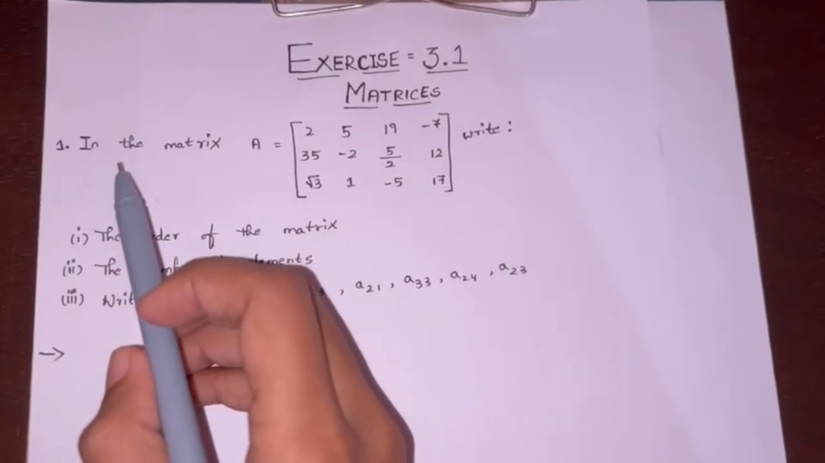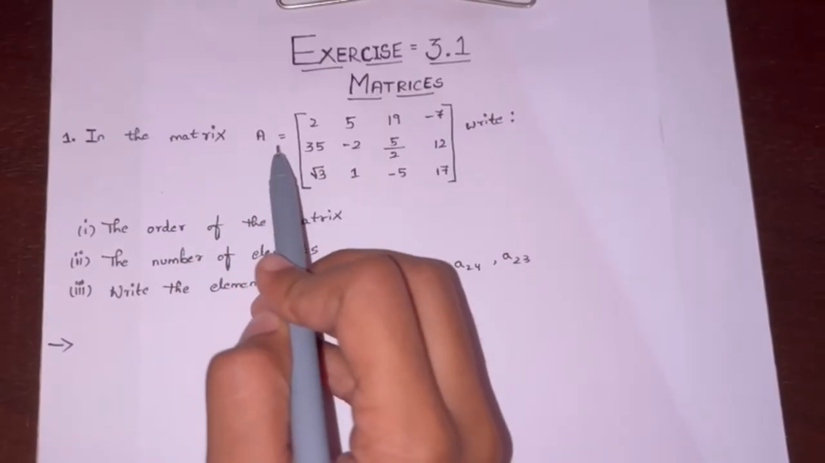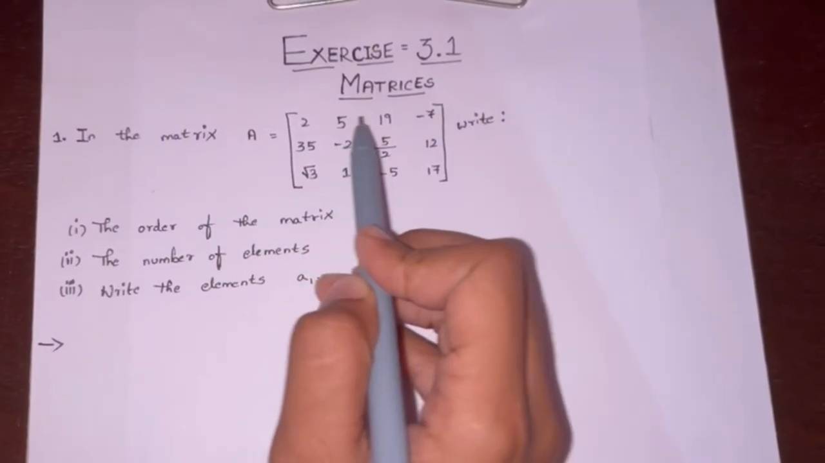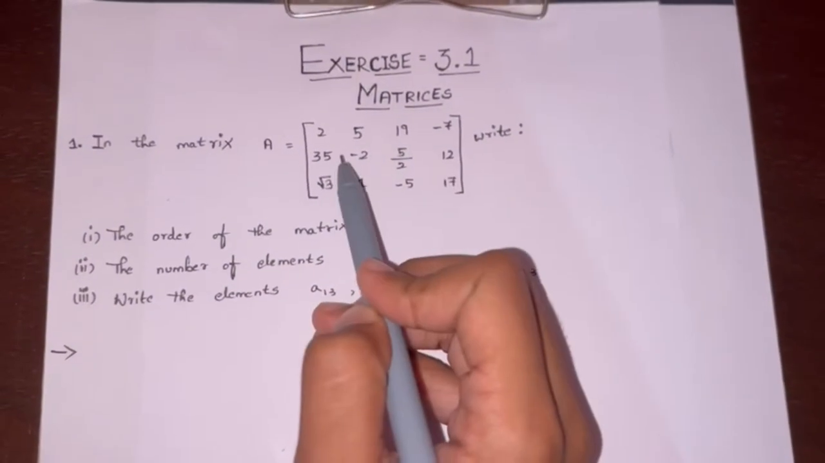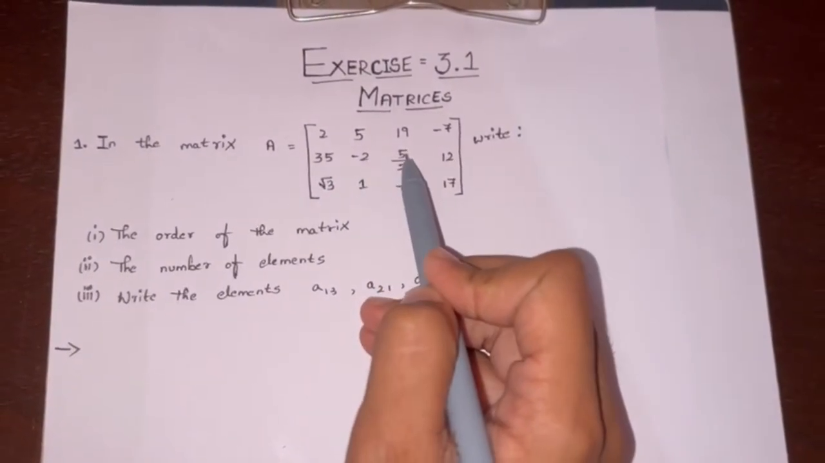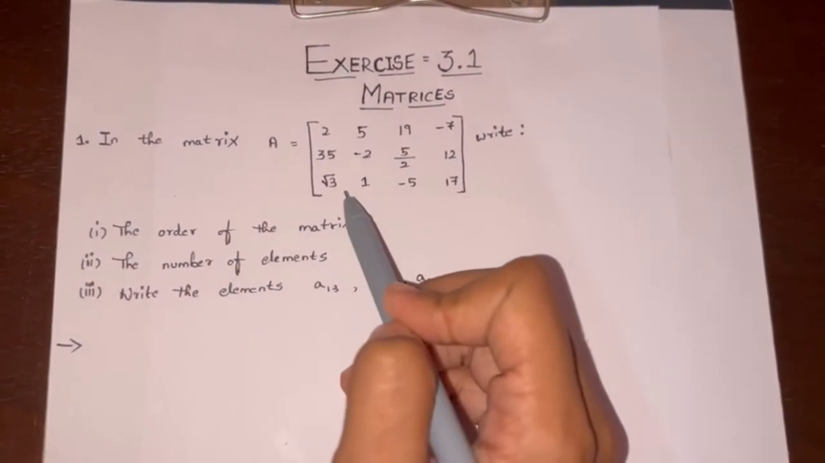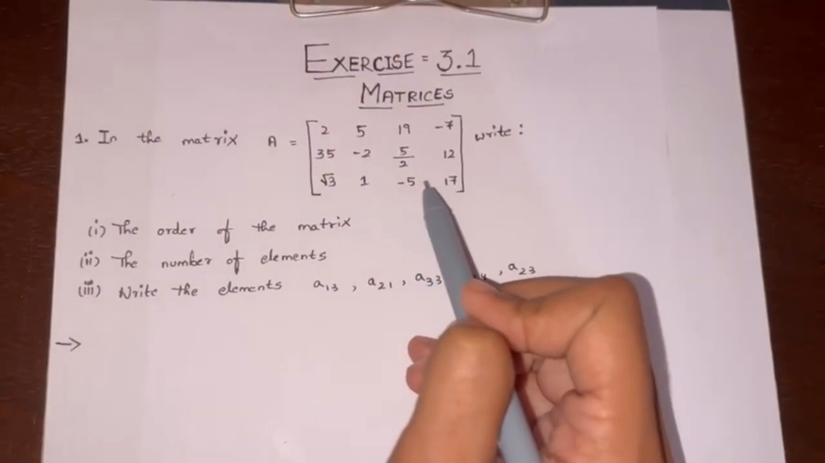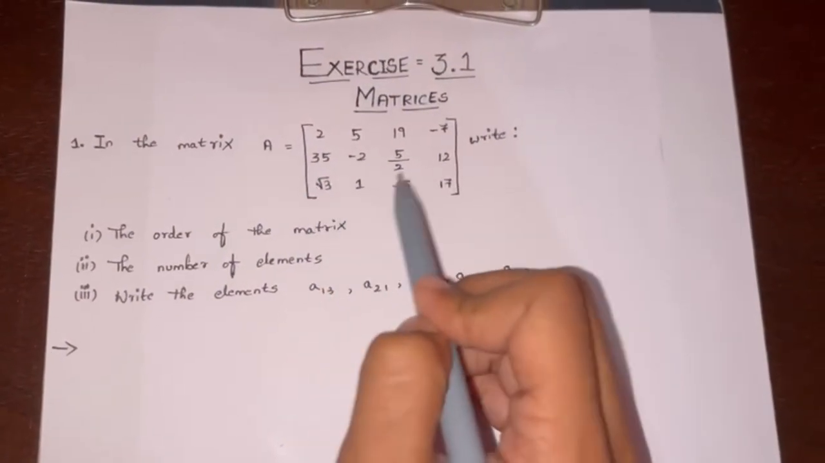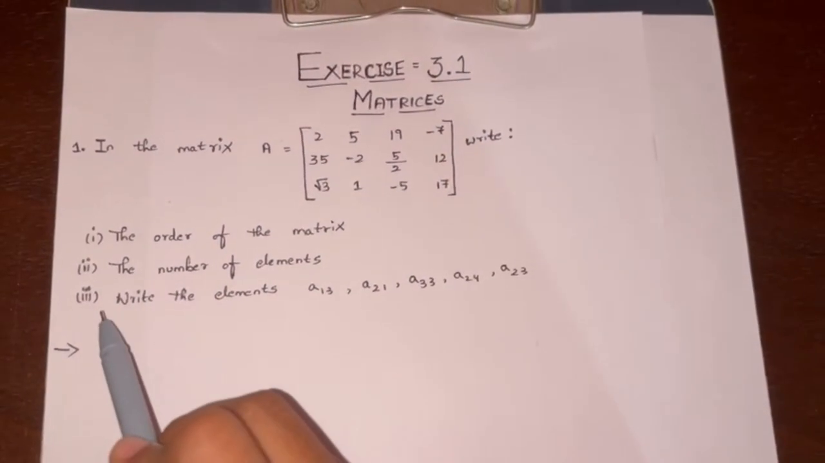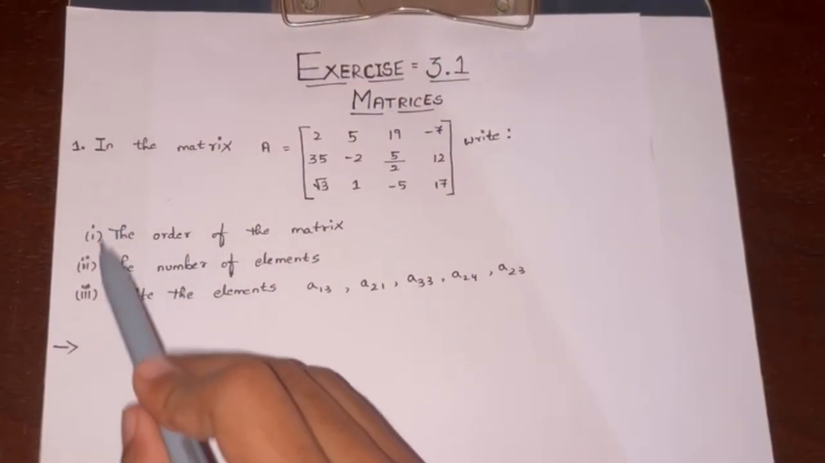So let's read the question. In the matrix A equals 2, 5, 19, minus 7, 35, minus 2, 5 by 2, 12, root 3, 1, minus 5, 17. So this is the matrix given. We have three sub questions for this matrix. We have to solve these three parts.